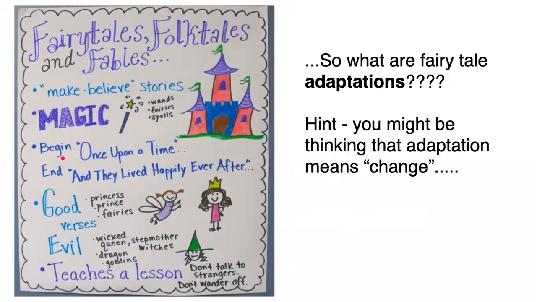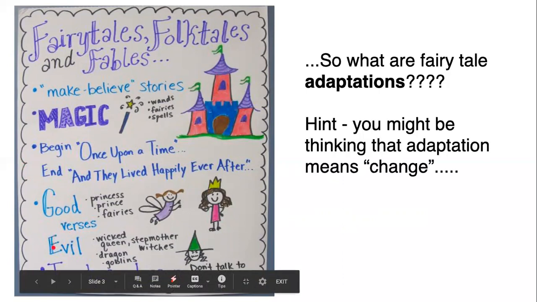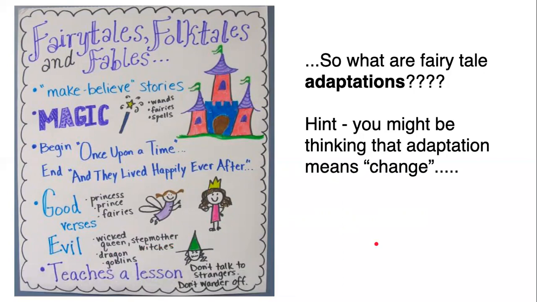They almost always begin once upon a time. They almost always end and they lived happily ever after. I'm sure you guys talked about that. Usually it's some sort of good versus evil in the story. Good guys are often princes, princesses, kings, queens, fairies, maybe peasants. Evil people are usually like a wicked queen or stepmother, witches, dragons, goblins, a wolf. And usually, just like the fables you guys studied recently, it teaches some sort of lesson.